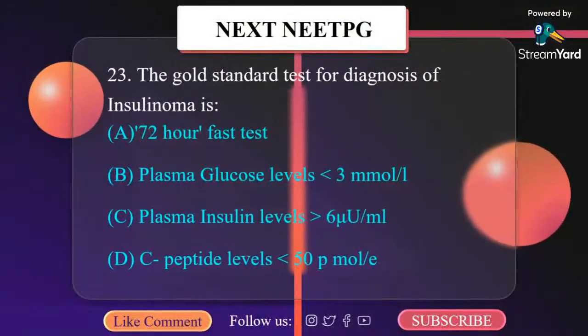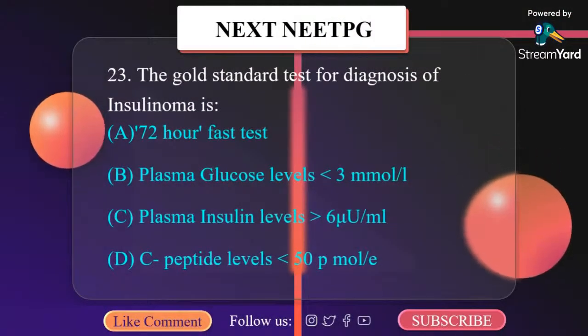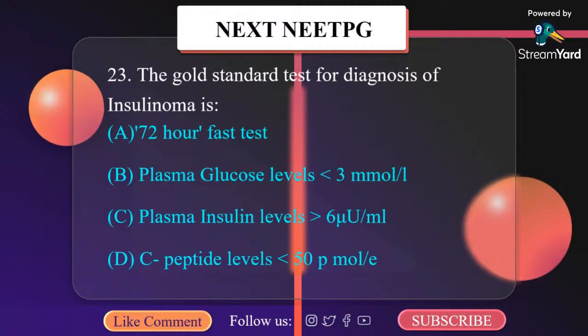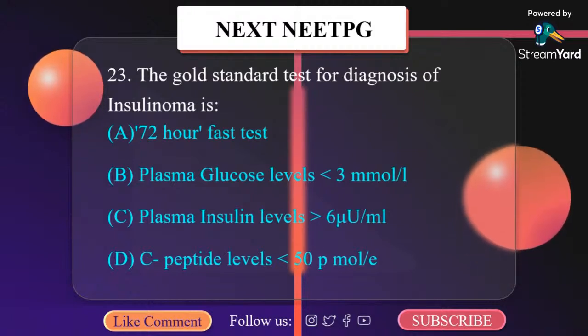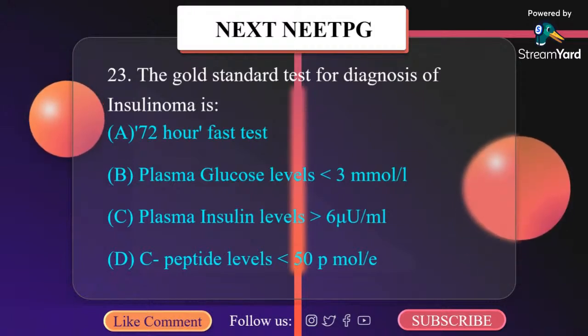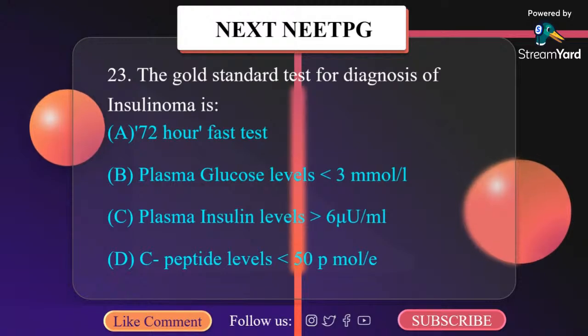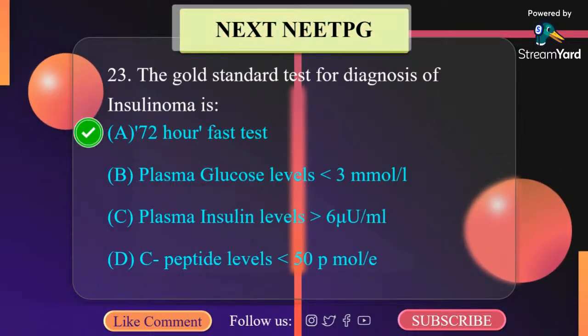The gold standard for diagnosis of insulinoma is: A. 72-hour fast test, plasma glucose level less than 3 millimole per liter, plasma insulin level more than 6 microunits per ml, C-peptide level less than 50 pmol. It is the 72-hour fast test.